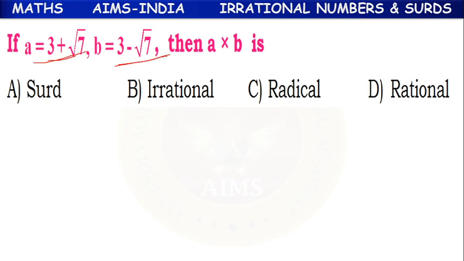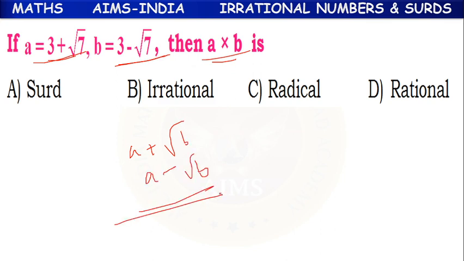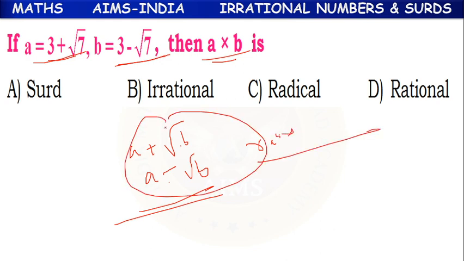Next. A 3 plus root 7, B 3 minus root 7. Then what is A into B? Already we have discussed. They are in the form of a plus root b and a minus root b. The product of a plus root b and a minus root b will be a rational number, because they are conjugate surds. So their product or sum will be a rational number. So D option, rational number, is the correct answer.